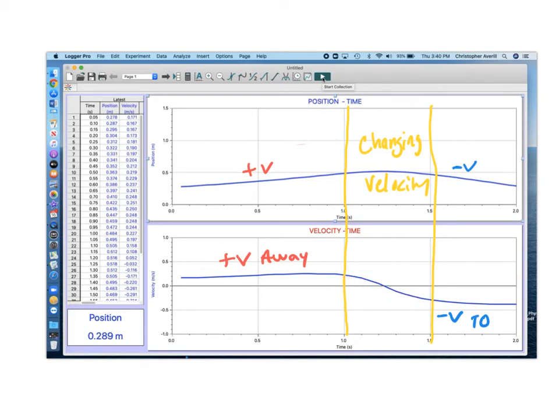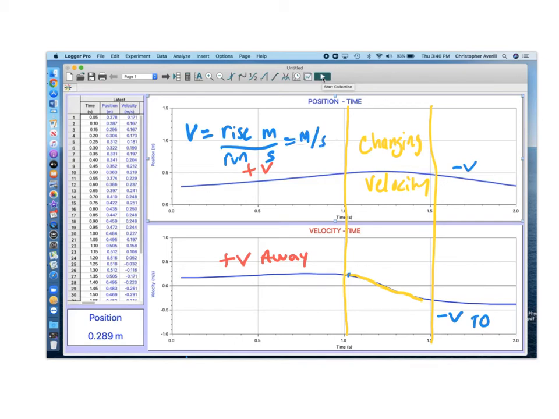And just like we can use slope in position time graphs to infer our velocity, the slope of a line in a velocity time graph also gives us important information. In a position time graph, remember that the slope of the line is equal to our velocity because it's the rise, which is in meters, over the run, which is in seconds. And so that ends up being our units of meters per second.